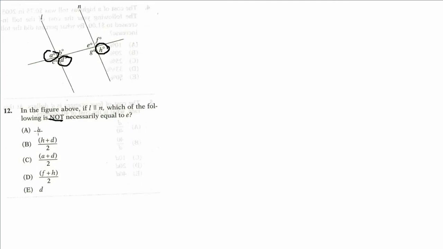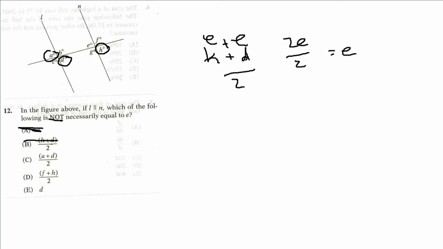Alright, so which ones of these are not equal to E? Well, A is equal to E, so that one's out. H plus D divided by 2: H is equal to E, D is equal to E. So we have 2E divided by 2 equals E, so that one's out because again we're looking for not equal. A plus D divided by 2: A is equal to E, so is D. Same situation as before.